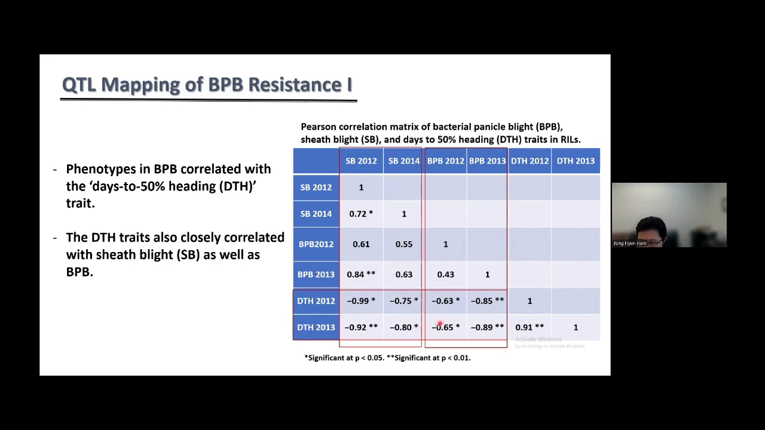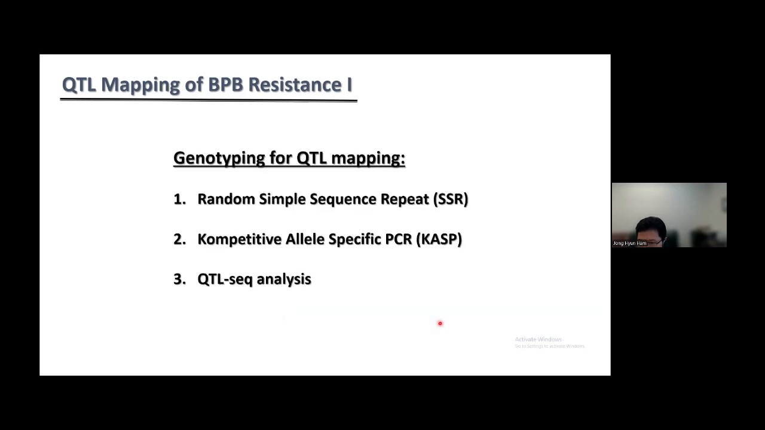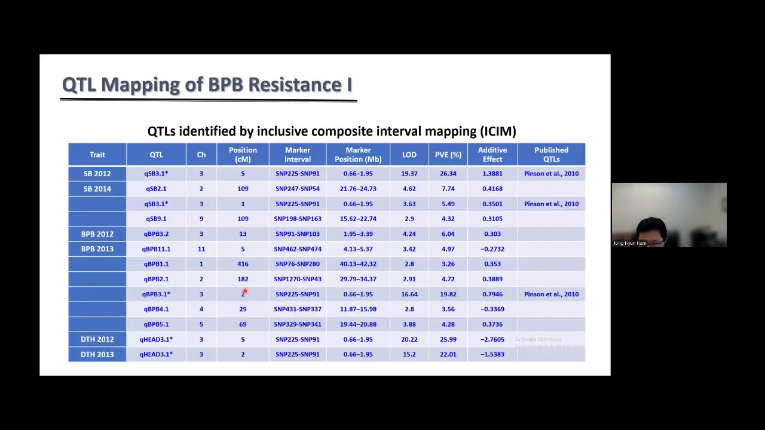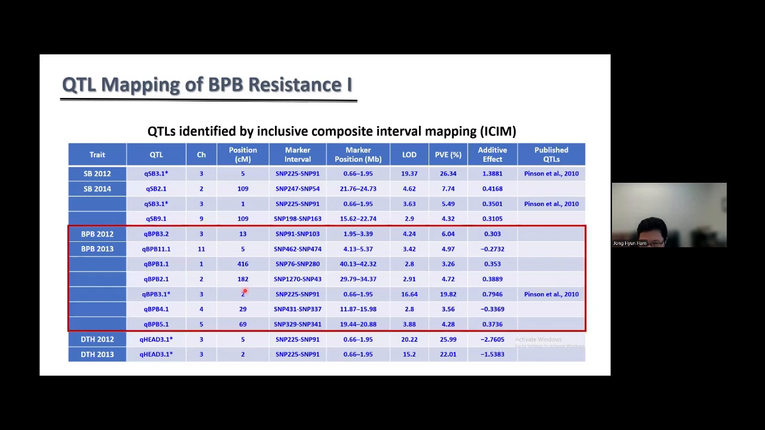And then we did the QTL mapping using three approaches in the genotyping. The first was the conventional simple sequence repeat SSR markers, and we also genotyped using the CAPS markers for SNPs, and we also employed the QTL-seq analysis for finding the mapping. And from this genetic mapping, we found that all three traits were majorly controlled by a single locus on the top of chromosome 3.